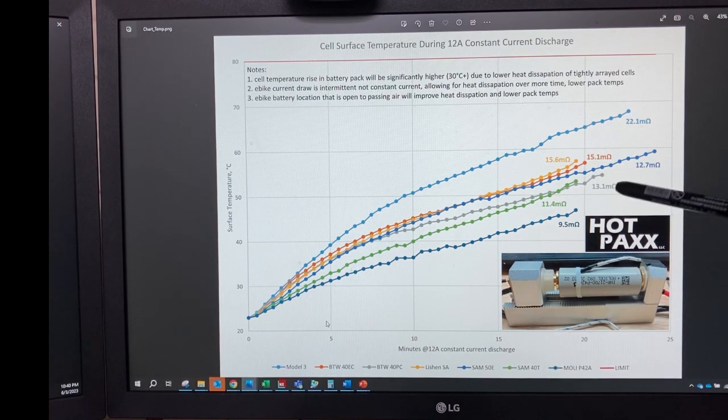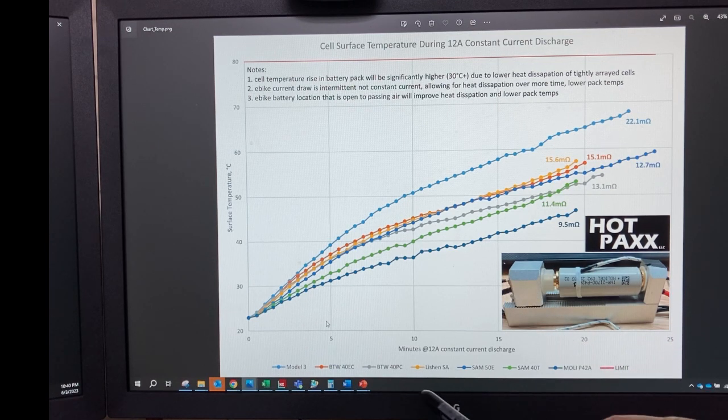Then we have the 50E. Now, if we look at the 50E cell, it finished at almost 60 degrees C. However, it's a 5 amp hour cell, so it delivered more energy. It's going to have higher temperature. If I were to compare it with the Lishen SA or the 40EC by BTW, I would compare it at the 4 amp hour mark, or in this case, 20 minutes, at a similar discharge time, to be fair to the cell.